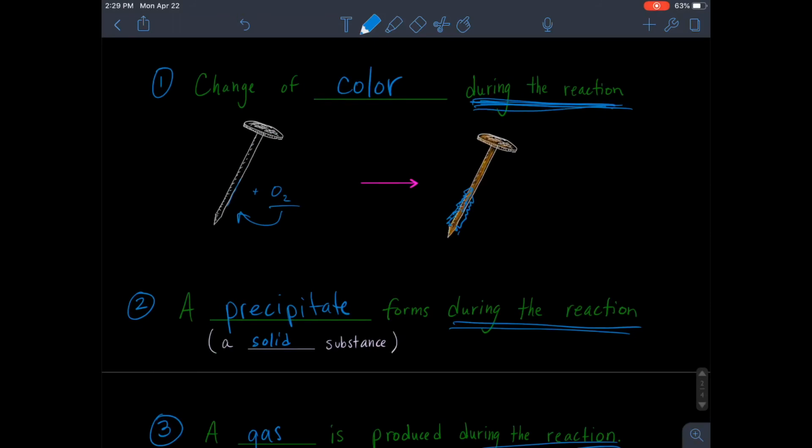All right, so be a good observer. Make sure that you are paying attention and looking for indicators and things that would mean that a gas is produced, that energy is transferred, that a color change happens, or that a precipitate forms.